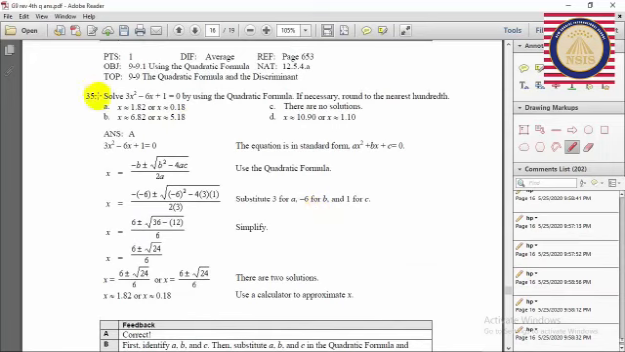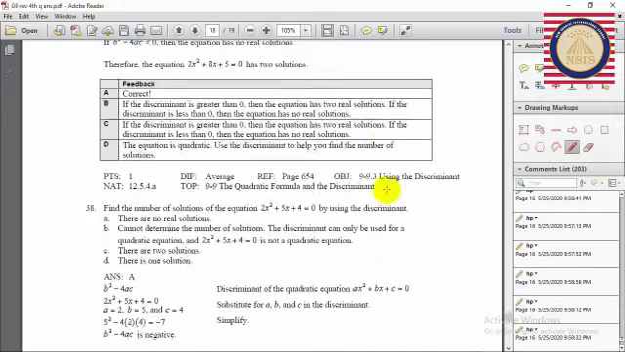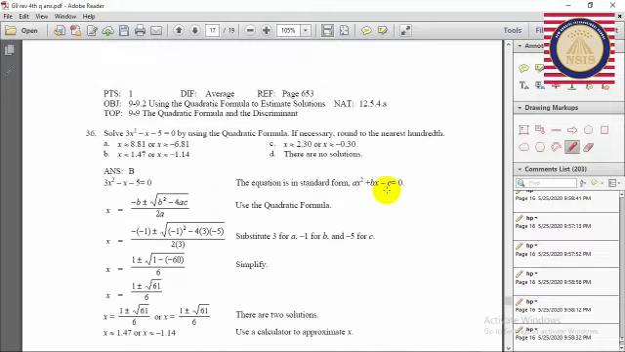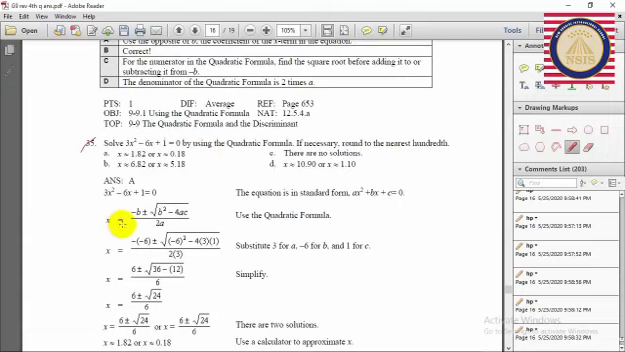Of course, you can do 35 by yourself, or I can do it with you. Let's do it together. Pause the video and try to solve it. Pause the video and try to solve it here. I'm going to solve it with you here.